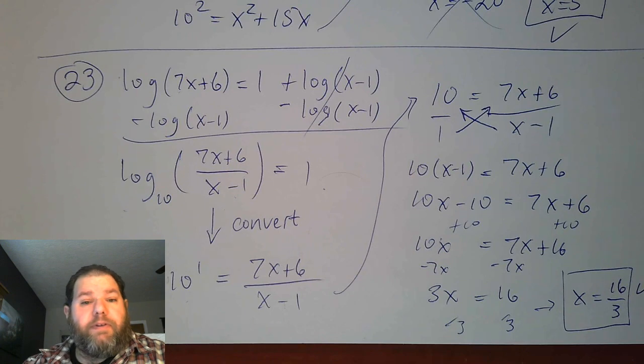So the big difference there in 23 is that we do have to move the log from one side to the other. That way we can set up a situation where we can combine two logarithms and have it equal a constant on the other side, and then convert and solve from there.